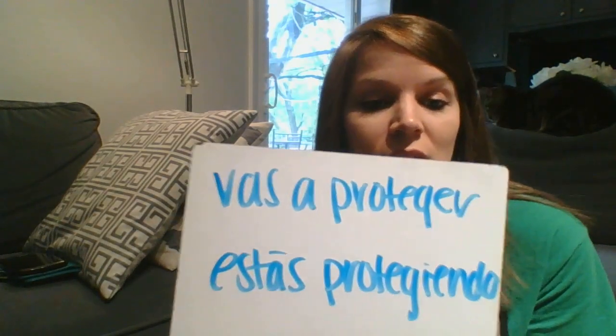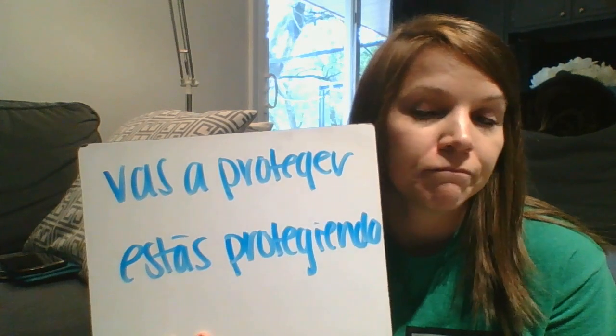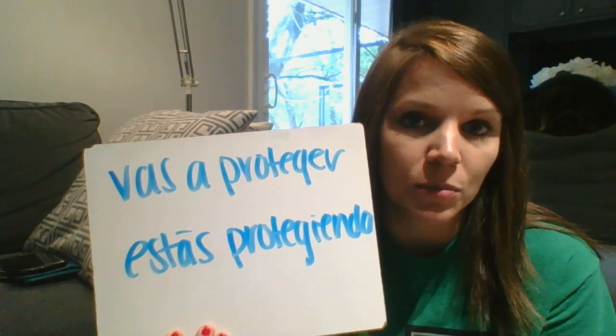You are going to protect. And you are protecting. We have three words for you are going to protect, and we have two words for you are protecting. We are making sure to do the correct ending for protecting. So we have vas a proteger and estás protegiendo. No problems. Just gotta make sure we do estás, put our accent, make sure we do vas because it's the tú form. No problems.